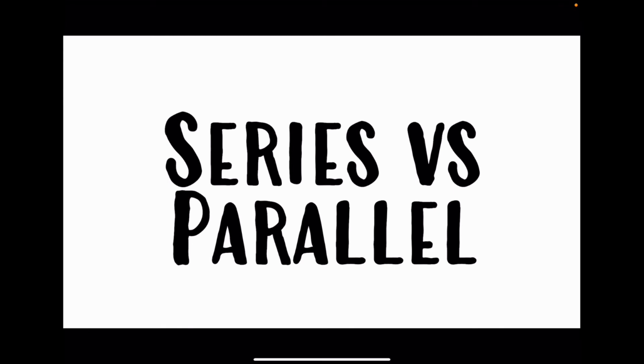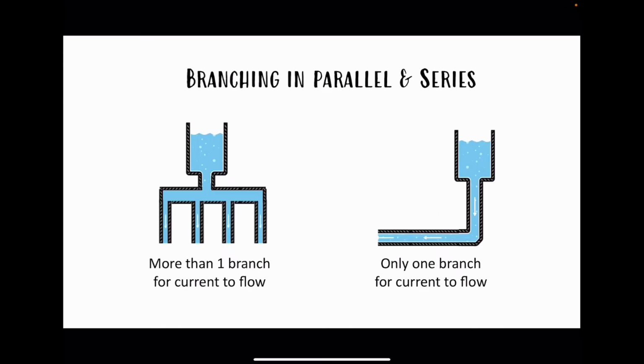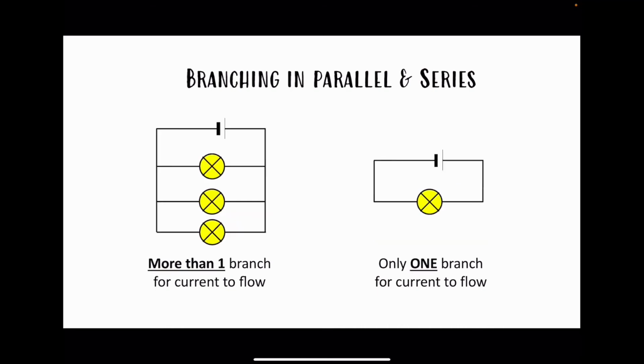Series and parallel now. Let's think of the reservoir. If we connect more than one pipe to the same reservoir, then we're creating more than one branch. It's a parallel circuit. If we have only one branch, one pipe for the electrons or the water particles to flow, that's called a series circuit. So a parallel circuit has more than one branch. A series circuit has only one branch, one path for the current to flow. Here we have more than one path for the current to flow.